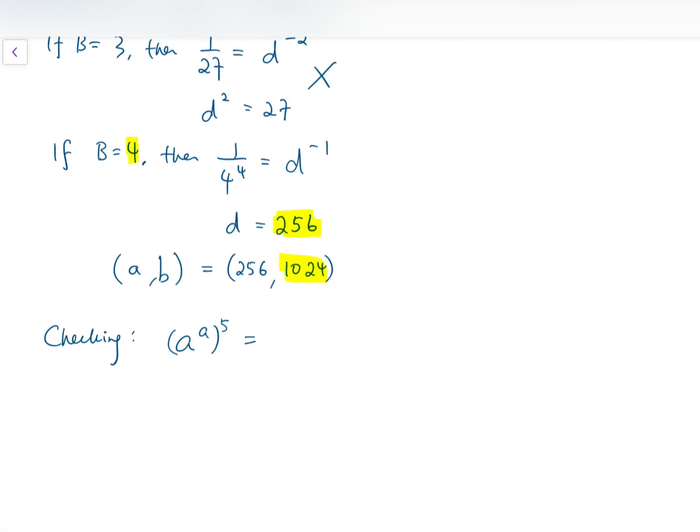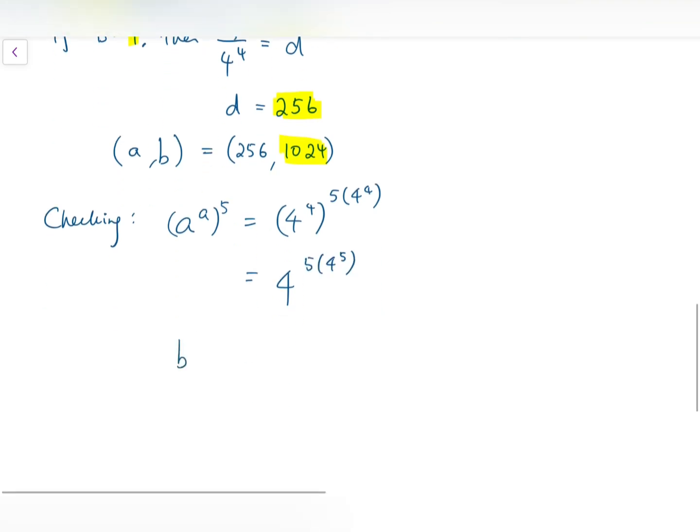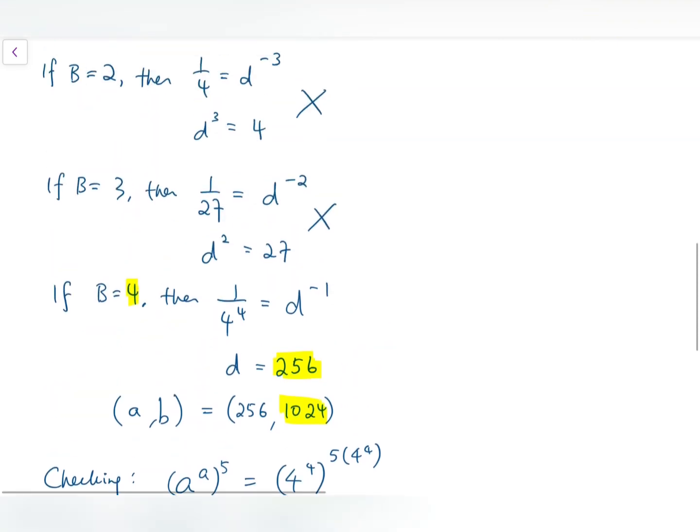From this, you can write it in powers of 4. Four to the power of 5 times 4 to the power of 5 for a to the power of a, and for b to the power of b, no bracket needed. And they are equal. So now we have two pairs of valid solutions.